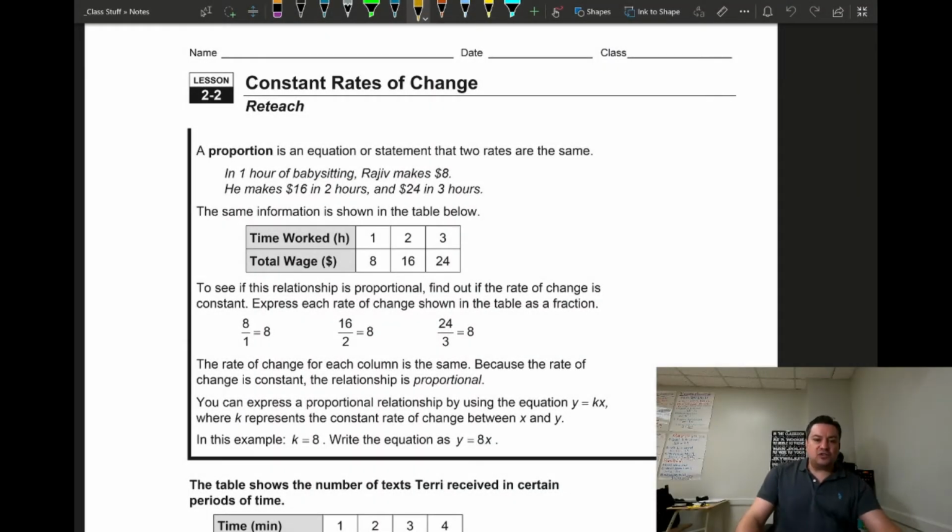How are you doing today, guys? Welcome back to another day of 7th grade math. This is Mr. Gomez, your favorite teacher in the whole world. And today we are going to be talking about constant rate of change.